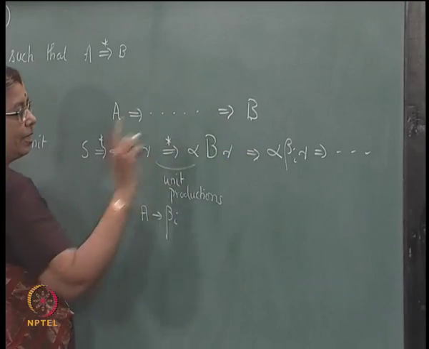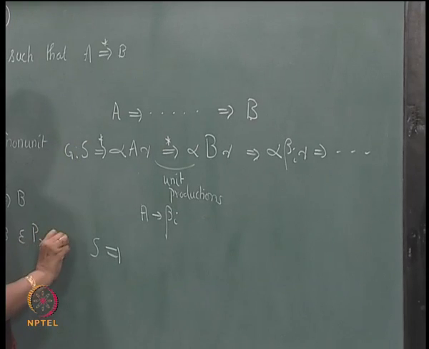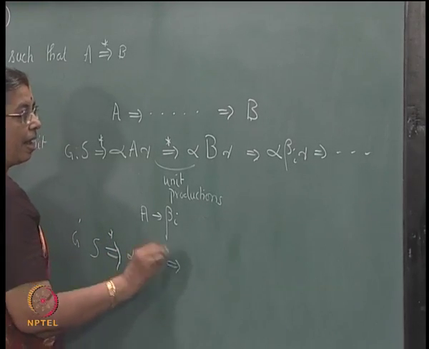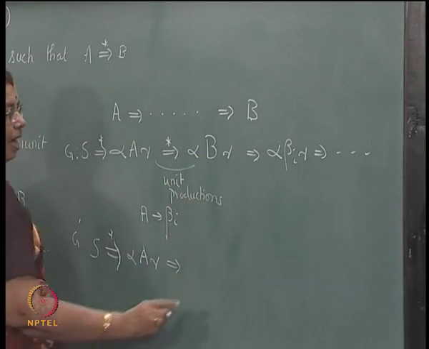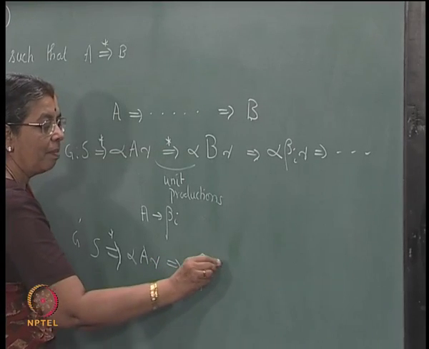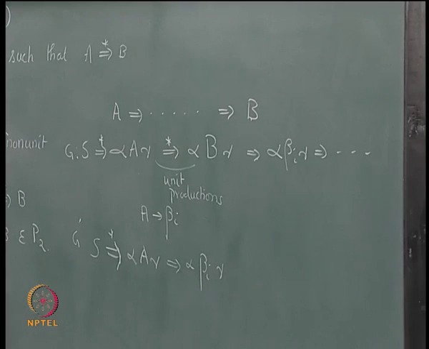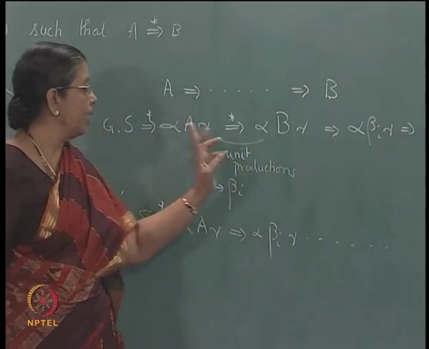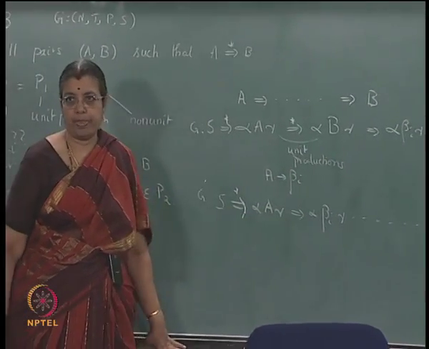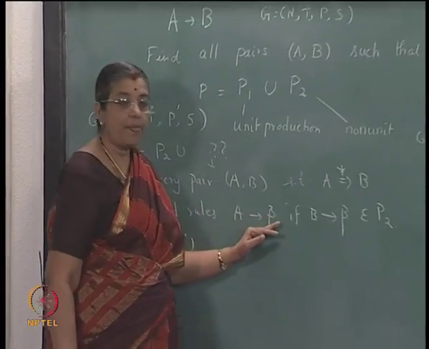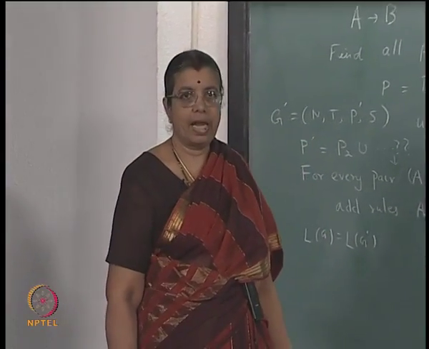So instead of going through all these steps as happens in G, in G dash what will happen is you get alpha A gamma, and instead of applying these unit productions and then applying B goes to beta i, you straight away apply A goes to beta i. So alpha beta i gamma you get in one step. Then the derivation in G dash can proceed. So the effect is the same. Instead of applying A derives B and then B derives beta i, you straight away use the rule A goes to beta i and derive this in one step. So by removing the unit productions and adding the rules of the form A goes to beta, the language generated is not changed.